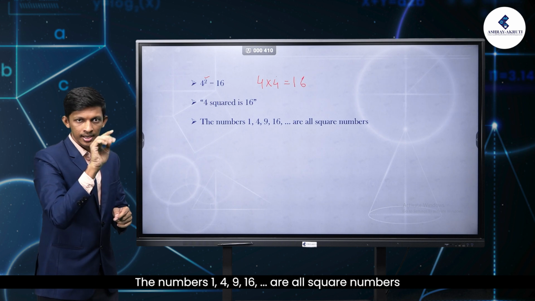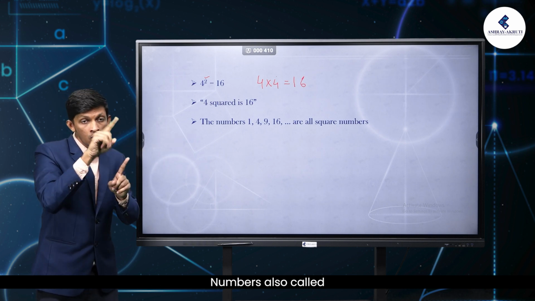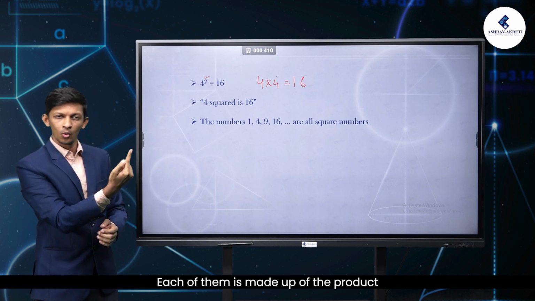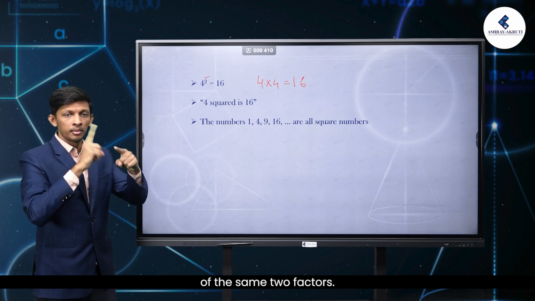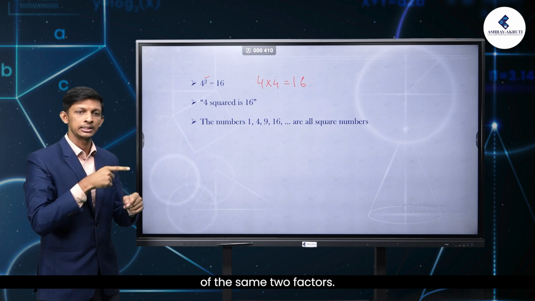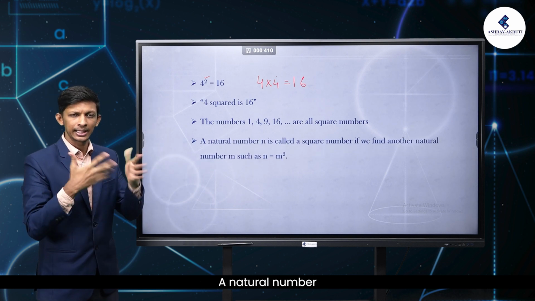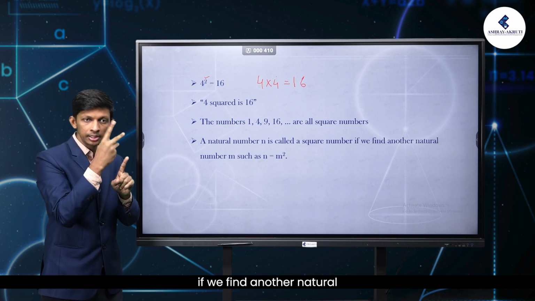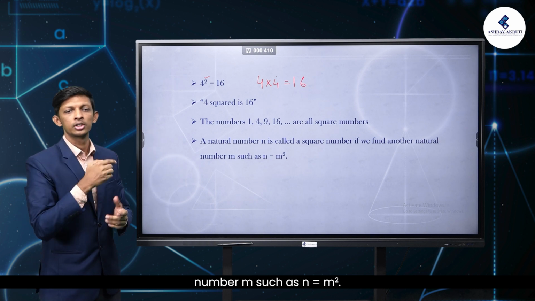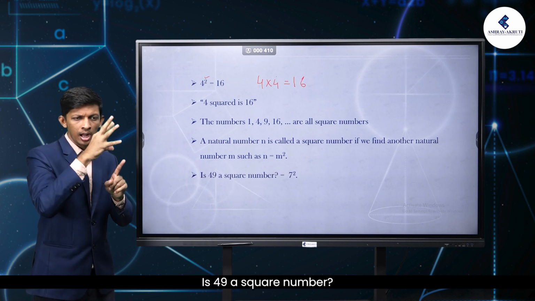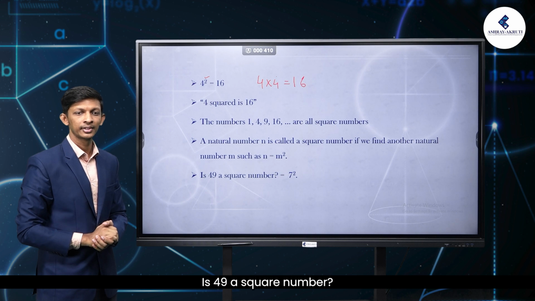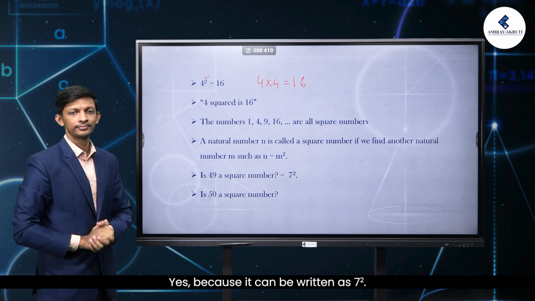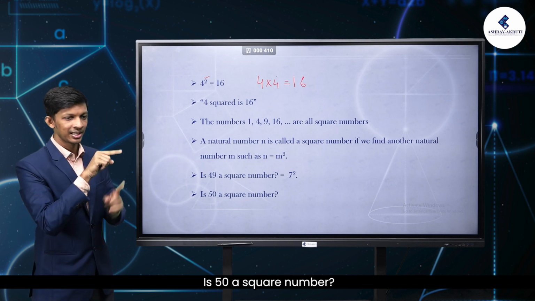The numbers 1, 4, 9, 16 are all square numbers, also called perfect square numbers. Each of them is made up of the product of the same two factors. A natural number n is called a square number if we find another natural number m such that n is equal to m square. Is 49 a square number? Yes, because it can be written as 7 square. Is 50 a square number?